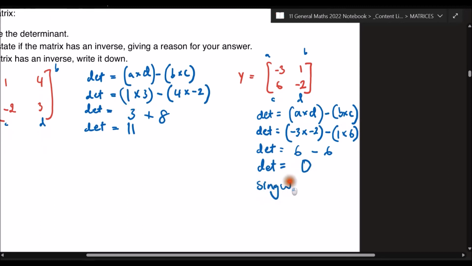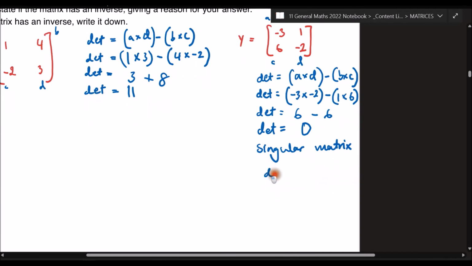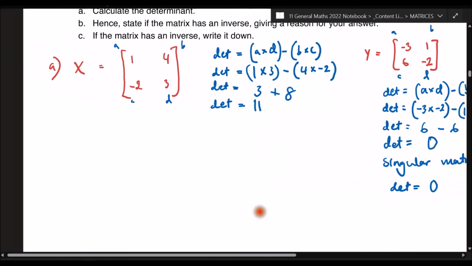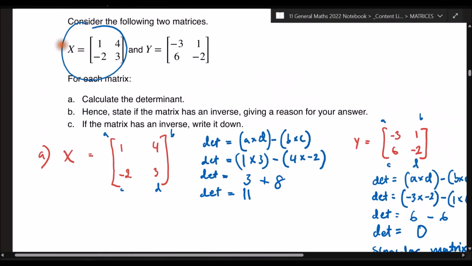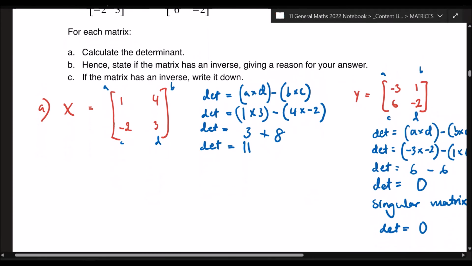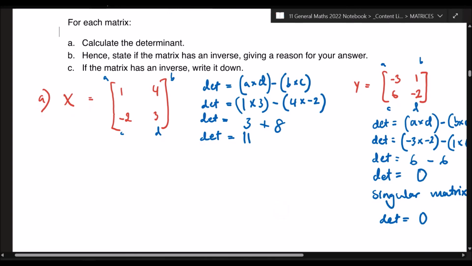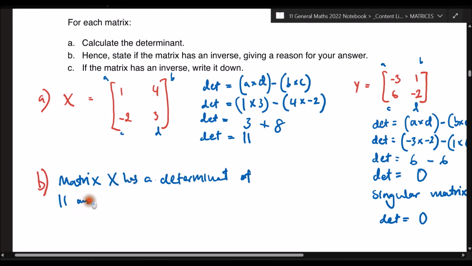Let's write that down: singular, where the determinant is equal to 0, so it doesn't have an inverse. Let's keep going with matrix X. We know that matrix X has a determinant of 11, so now we can continue on with finding its inverse. For the part of the question that says state if the matrix has an inverse, giving a reason, all we write is: matrix X has a determinant of 11, and therefore has an inverse.